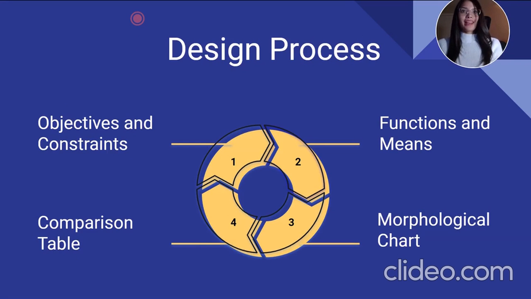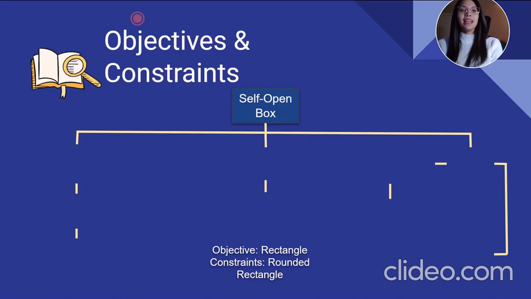Team number 5 has been tasked by a client to create an AP Coolbox. We broke down a complex process into a smaller, more detailed design task. We started analyzing our objective and constraint, then our function and means, followed by a morphological chart, and finally by a comparison table analysis. Let's explain first our objective and constraint.